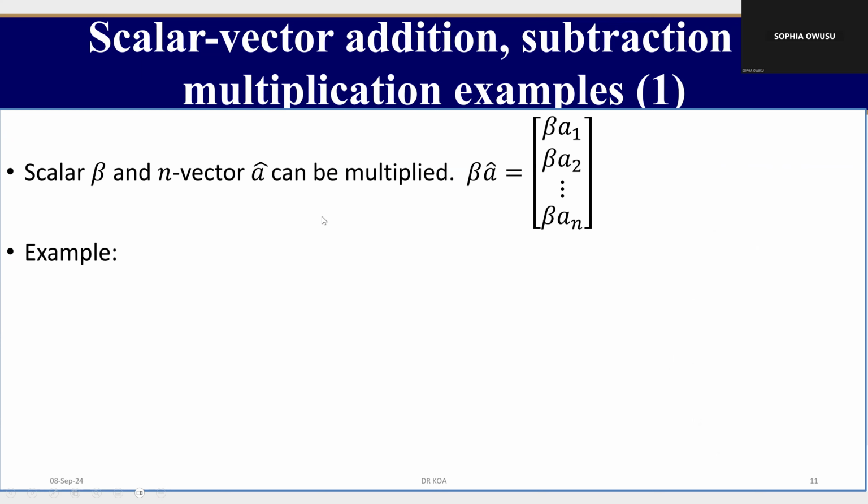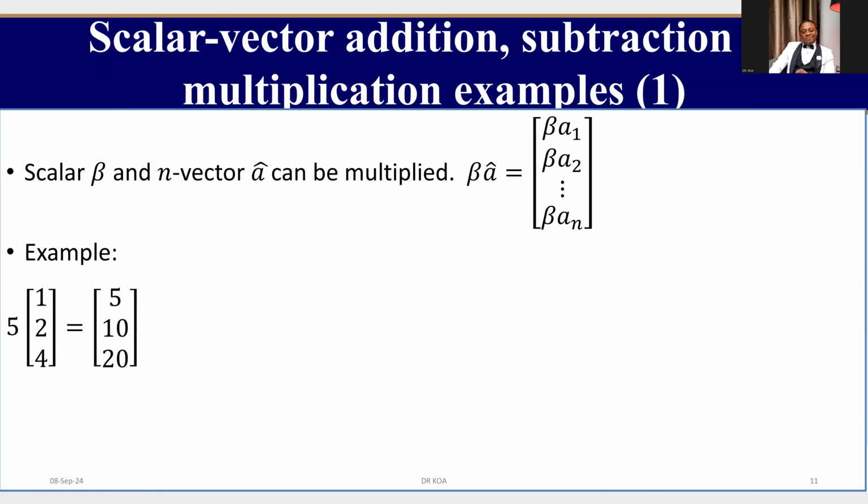Let's talk a bit about scalar. So you have a scalar beta and a vector, let's say a cap, and you are multiplying the beta by the a cap. Remember, the a cap is a vector. What is in the brackets is a vector. Then you multiply by the beta, which is outside. So now everything becomes a vector with the beta multiplying the a. Again, it won't make sense until you get an example. This is an example.